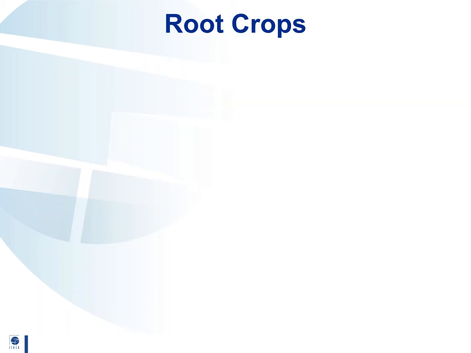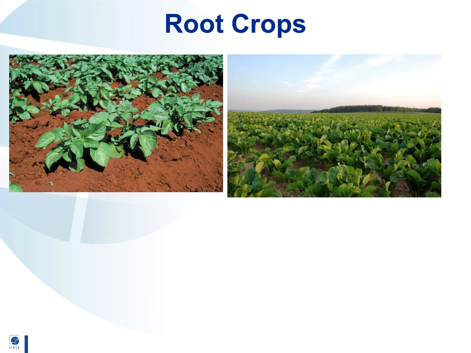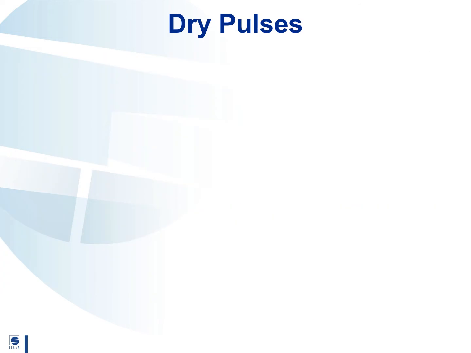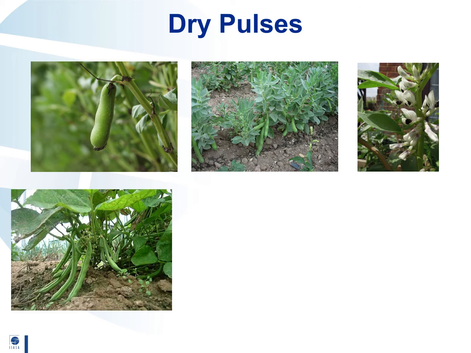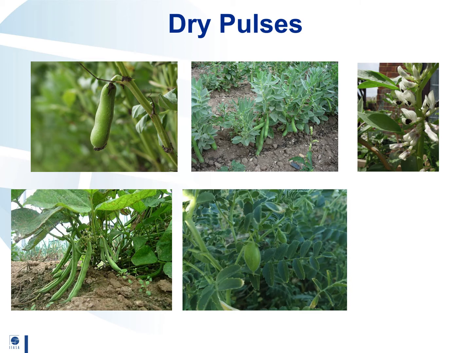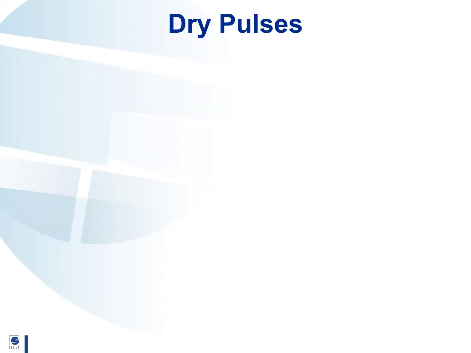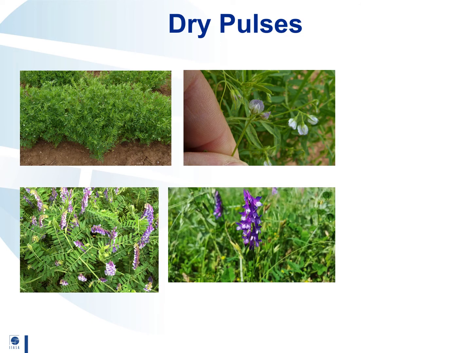If you chose root crops, then your options are potatoes, sugar beets, other root crops such as onions or shallots, carrots, radishes, garlic, red beets, cabbage, or red and white turnips. If you chose dry pulses under the cropland category, then select from faba beans, beans, chickpeas, or field peas, or lentil, vetch, or lupin.